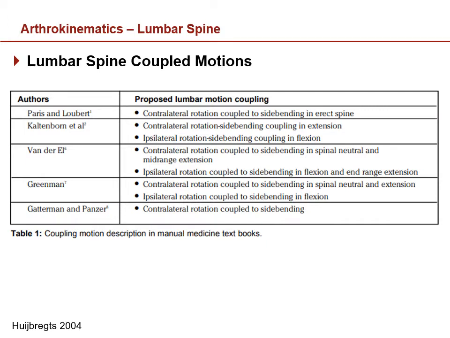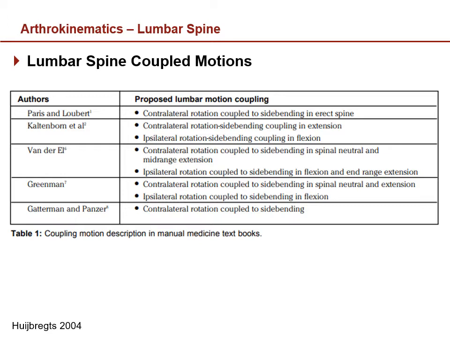Okay, so you can see that there have been several authors and research groups that have considered the lumbar spine coupled motions. We'll look at each one of them in particular and how they compare to Fayette's laws of 1, 2, and 3, and label them accordingly as type 1 and type 2 coupled motions. So Paris and Lubert looked at contralateral rotation, so that would be type 1 coupling motions of side bending in the erect spine. This is consistent with Law 1 of Fayette's laws, where he said that they would occur in opposite motions.